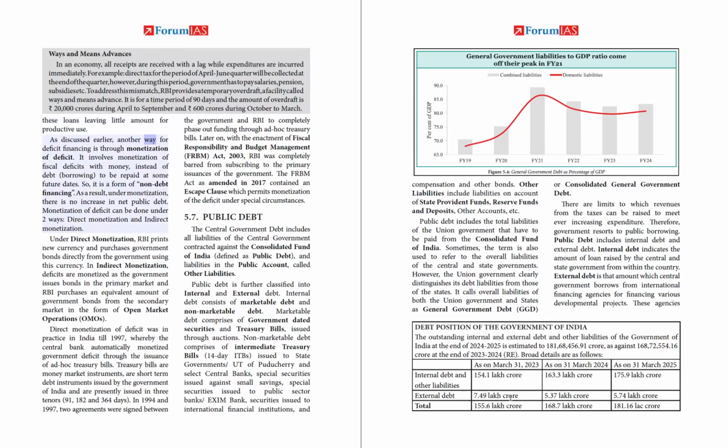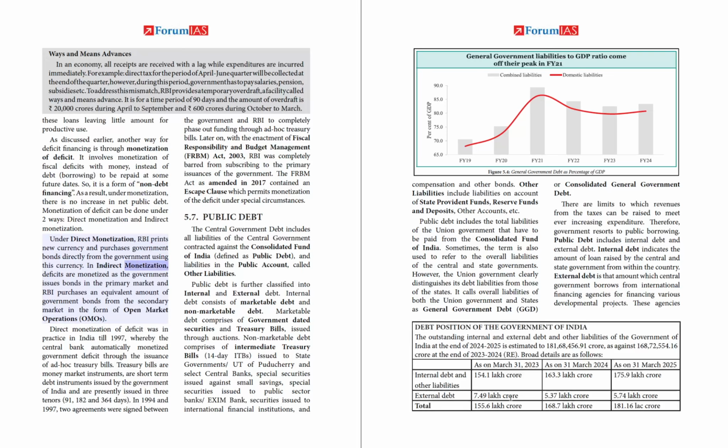As discussed earlier, another way of deficit financing is through monetization of deficit. It involves monetization of fiscal deficits with money, instead of debt borrowing to be repaid at some future date. So, it is a form of non-debt financing. As a result, under monetization, there is no increase in net public debt. Monetization of deficit can be done in two ways: direct monetization and indirect monetization. Under direct monetization, RBI prints new currency and purchases government bonds directly from the government using this currency.